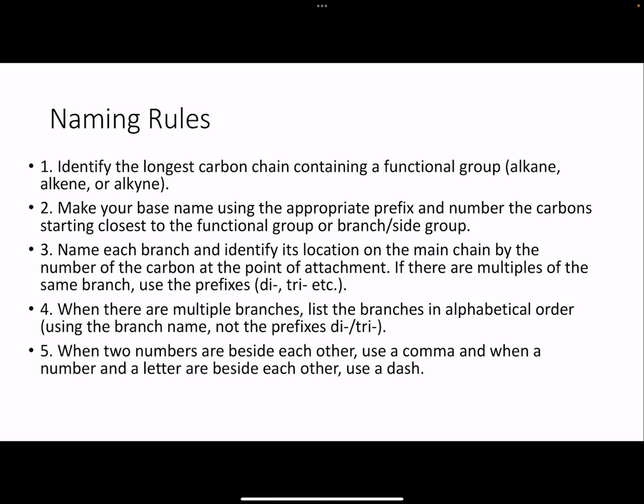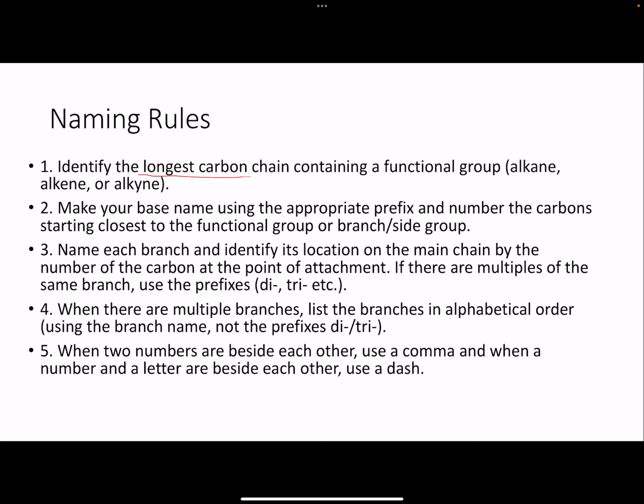So overall, these are a list of rules that we follow when we're naming, and we'll get to some examples after this. But we want to start off by identifying the longest carbon chain. That's called our parent chain. We want to make sure that the name of that parent chain matches the prefix and the number of carbon groups that represents. We want to identify if there are any branching off the main chains. Okay, if there are multiple of the same branch, we'll use prefixes to show that. So we'll give an example of that later on.